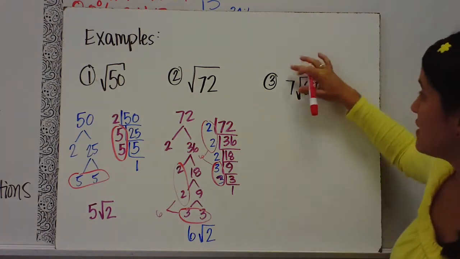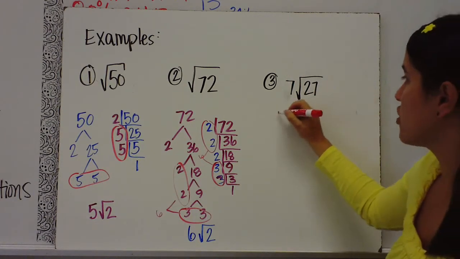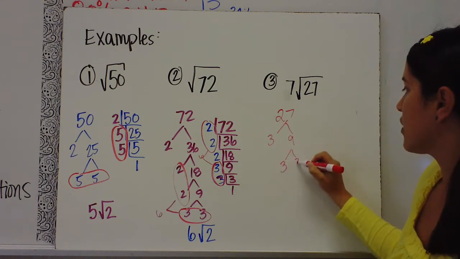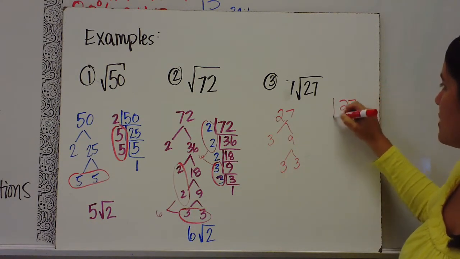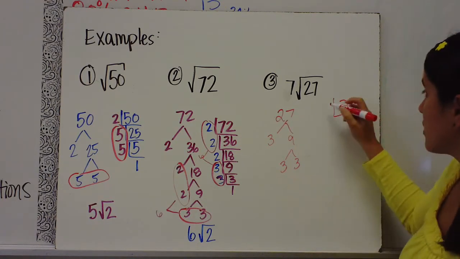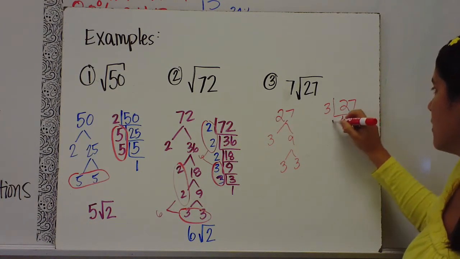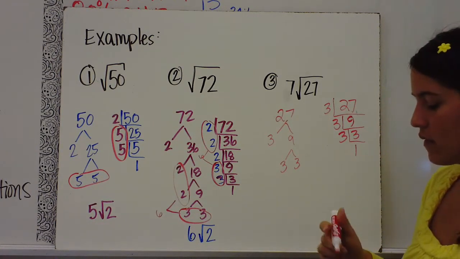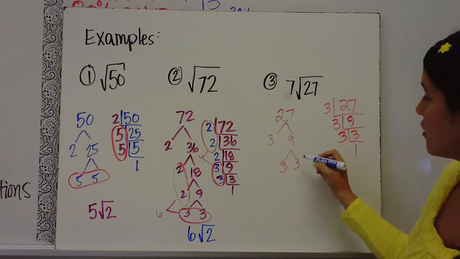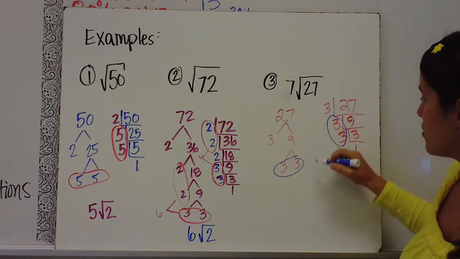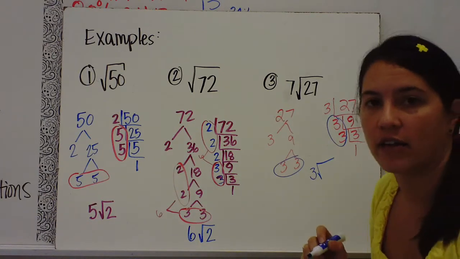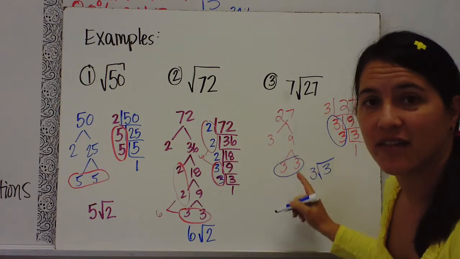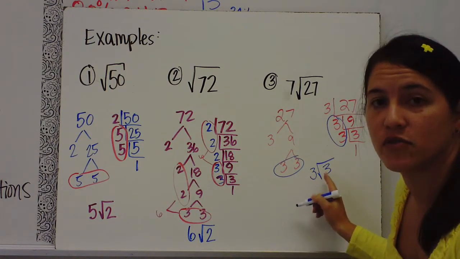All right, so number 3, I have 7 times the square root of 27. I'm going to show you both ways. 27 as a factor tree, 3 and 9, 3 and 3. 27 in upside down division. 2 doesn't go into it, so I'm going to divide by 3, and that's 9, 3, and then 1. I'm going to circle my pairs, so I have a pair of 3s in both. So a 3 is going to come out of the radical, and whatever's left stays in. So square root of 27 is equivalent to 3 times the square root of 3.